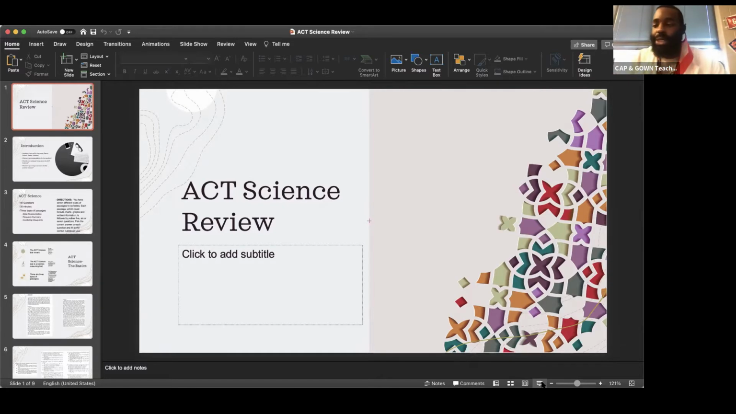So the science section has 40 questions. And of these 40 questions, you're going to have 35 minutes, all right, to answer these 40 questions. And these 40 questions are going to be resemblatory of 3 types of passages. So there's 3 passages you're going to encounter in this ACT science section. The easiest one and the one that pops up the most frequently is what we call data representation, all right?